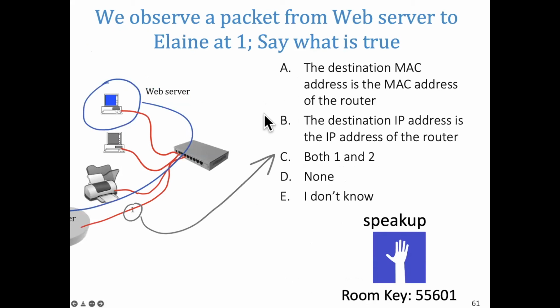Time for a little quiz. At observation point 1, the data is now reaching the router. We look at this packet. What is the destination MAC address and what is the destination IP address? So I open the poll.